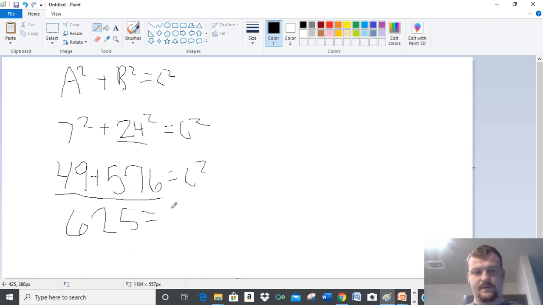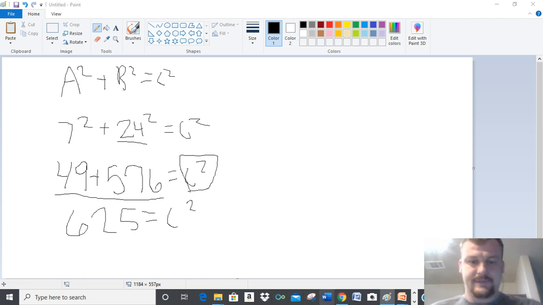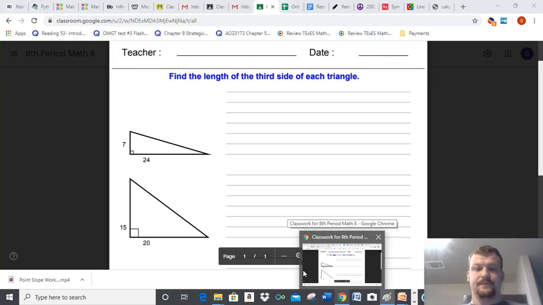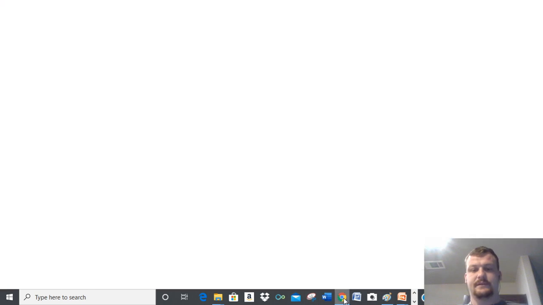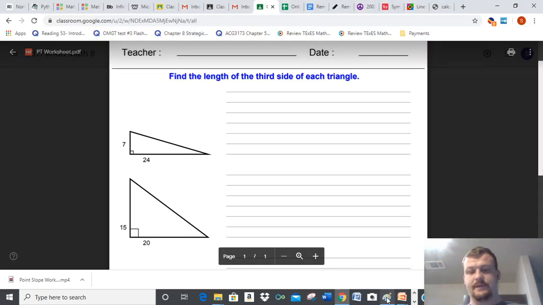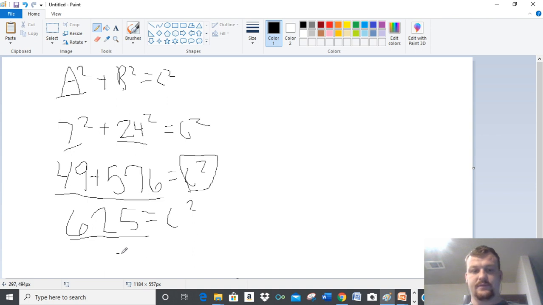Equals. Now this doesn't equal C, this equals C squared. But if you notice that A equals 7, A doesn't equal 7 squared. So it's the same concept: 625 isn't the side, we're just looking for C. And plus also, 625 would not really make sense right there. So in order to get rid of the square, you have to square root it. The square root of 625.